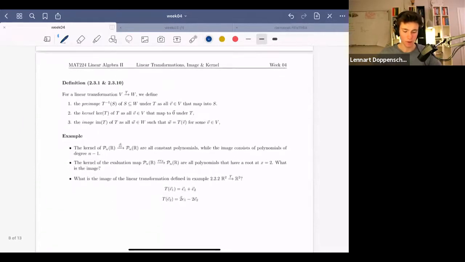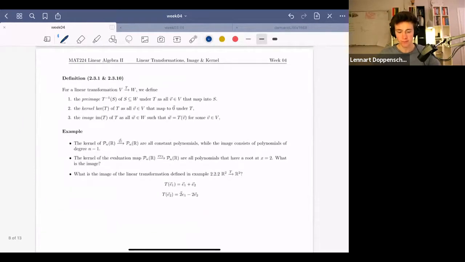But for now, let's move on to the second part of today's lecture, which is in the textbook. I forgot to write this here. Section 2.3. And this will be about image and kernel. So we've now explored transformations a whole lot. We've talked about the correspondence with matrices, and now we want to introduce two new things and then combine them all together. So let me start with a definition.